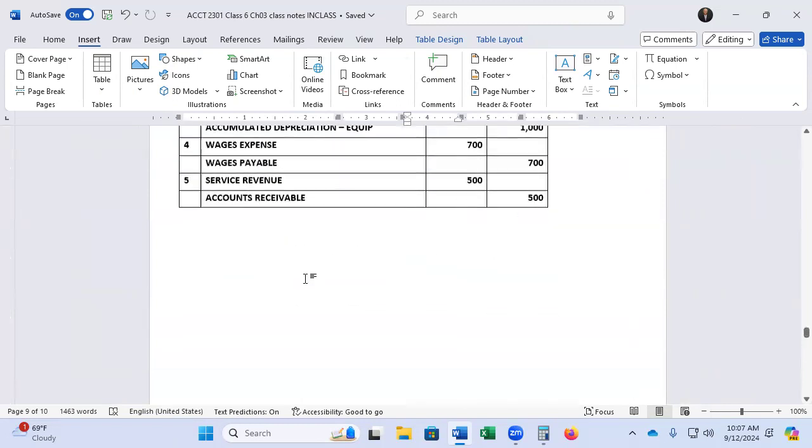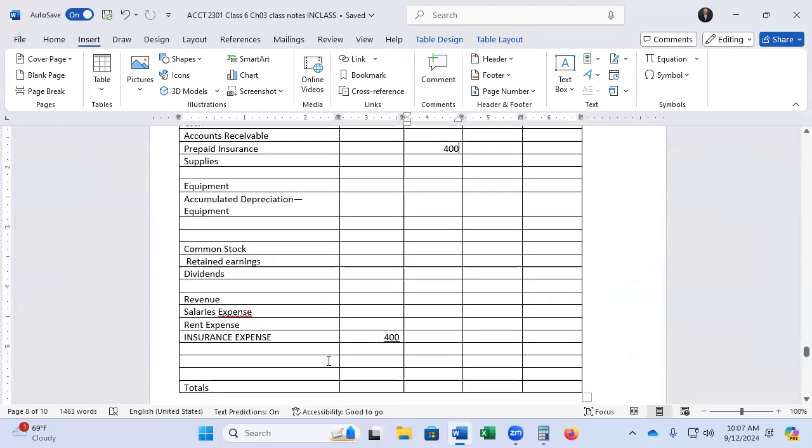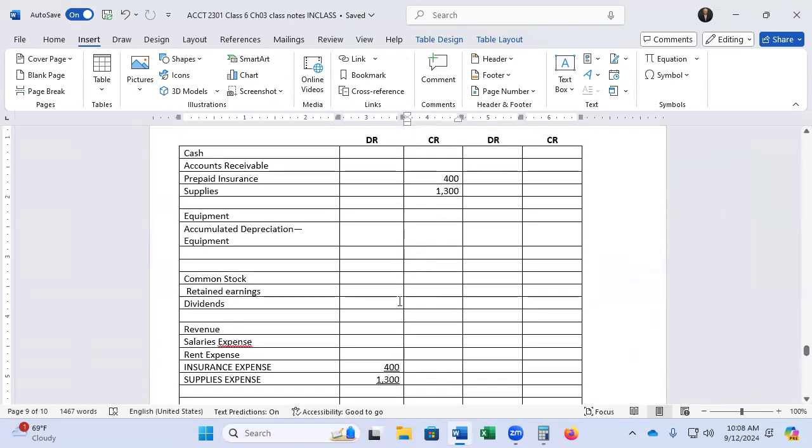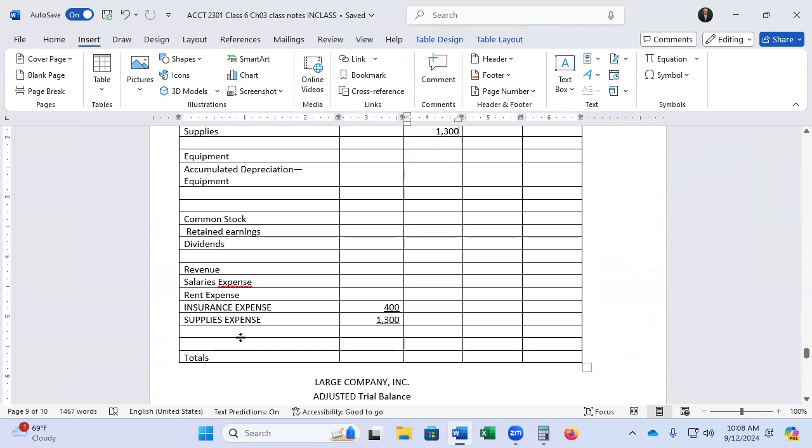Okay. Number 2 says supplies expense and supplies. So we have to add supplies expense, and that was 1,300. And we're going to reduce our supplies by 1,300. Number 3 says depreciation. So we're going to have to add depreciation expense here, and that was 1,000. And we're going to have to add 1,000 to accumulated depreciation.